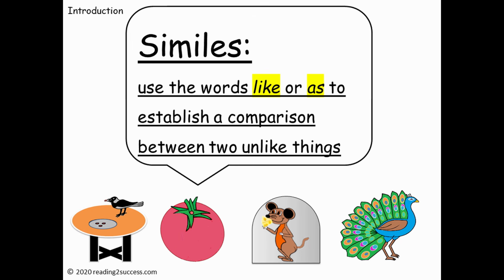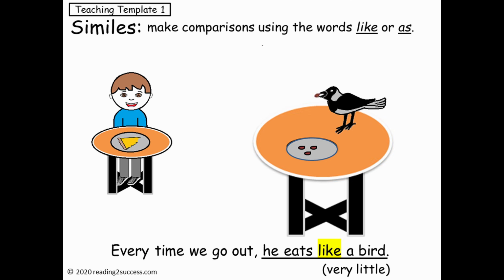Begin by introducing kids to similes. Read the definition with them. Next, with kids, discuss the following 4 teaching templates. They are examples of similes. With kids, talk about how the word like is used to compare how the boy eats like a bird, meaning they both eat very little.